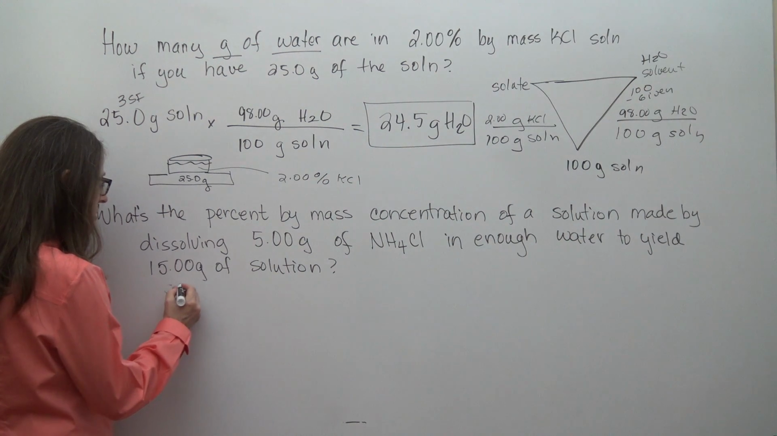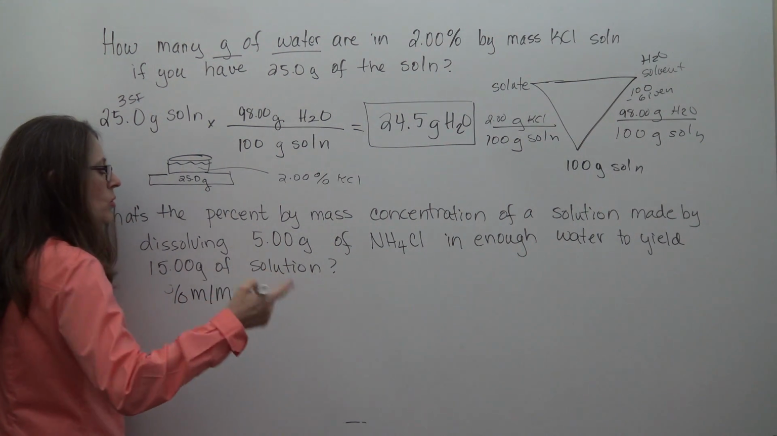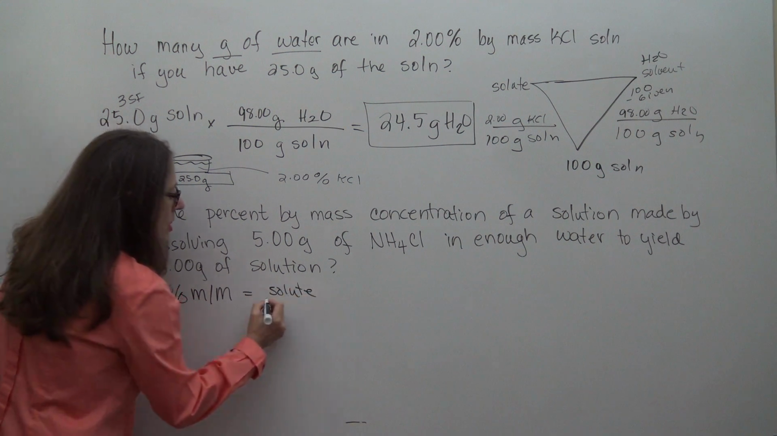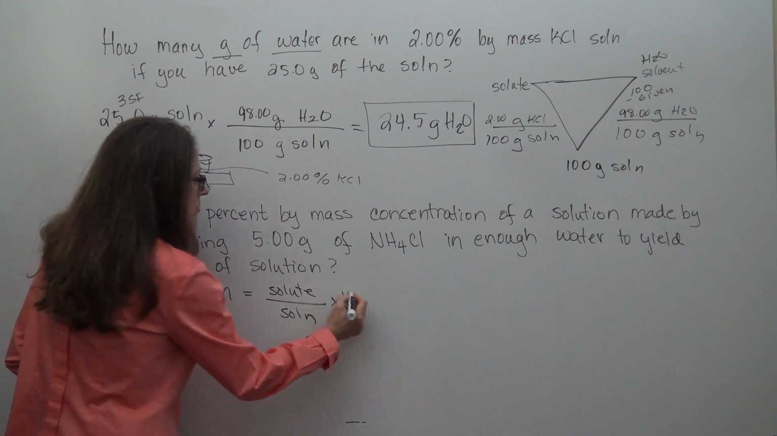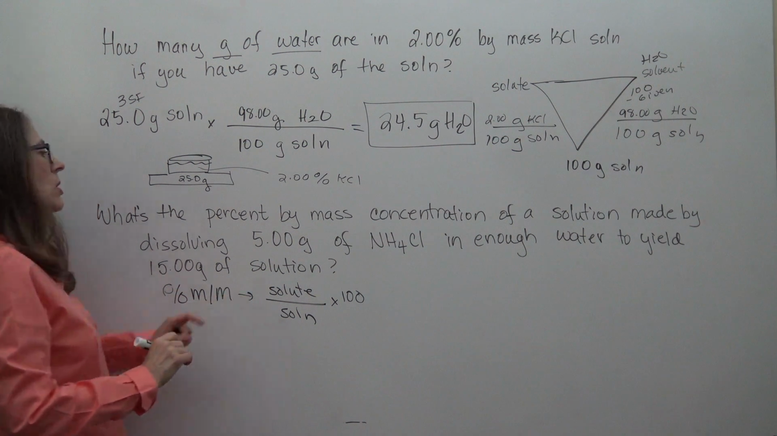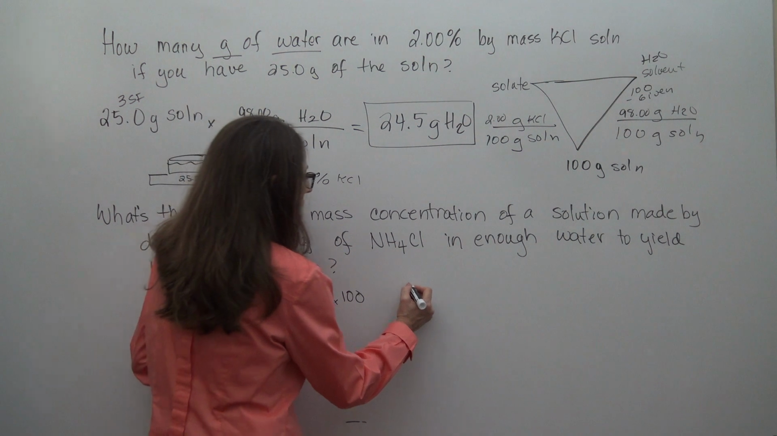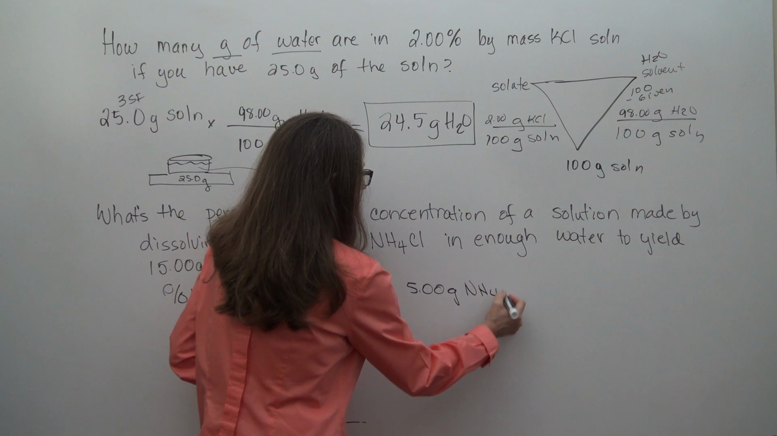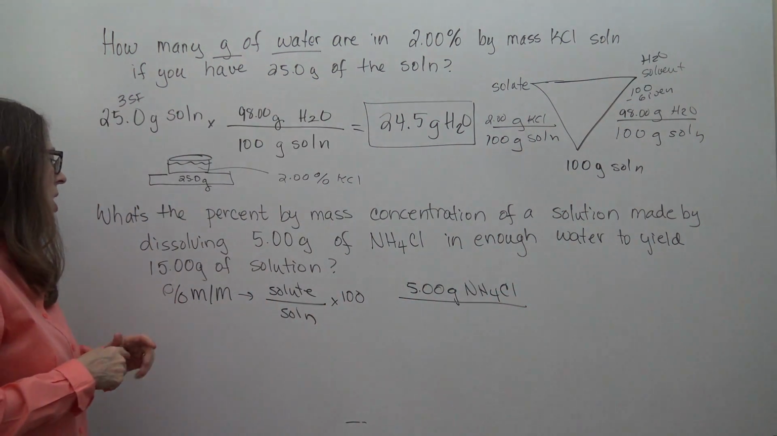Well, we know that percent by mass is always going to be part over whole. Well, the part is going to be the solute, and the whole is the solution times 100. That's what percent by mass means. So the solute is the ammonium chloride. So I have 5 grams of ammonium chloride. All right, that's going pretty good. And now I need to put the solution on the bottom.